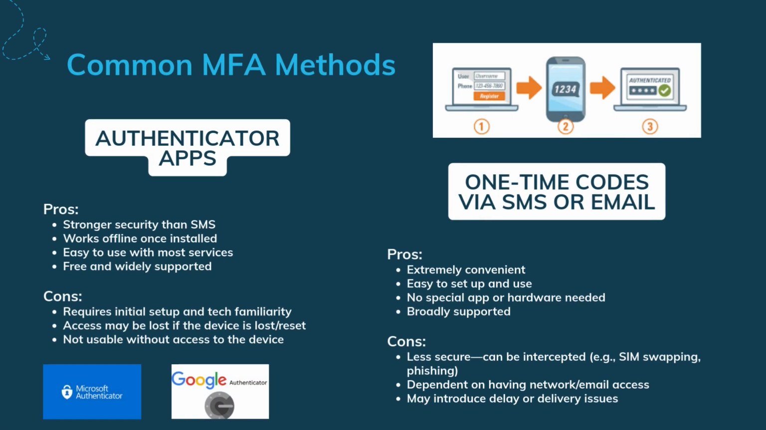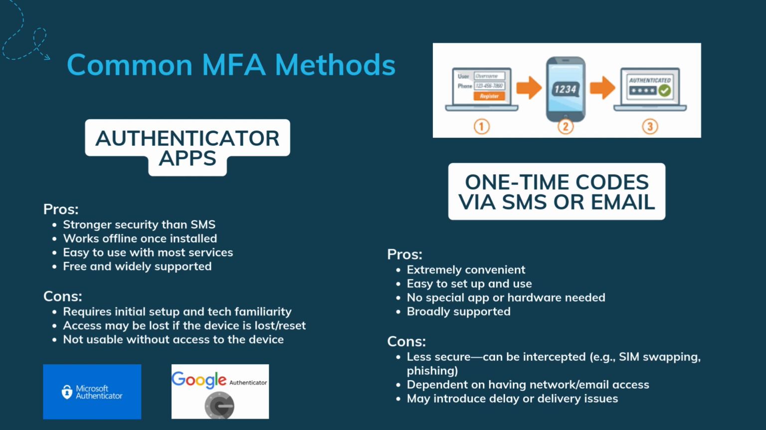2 common ways to get one-time codes for two-factor authentication are authenticator apps and codes via SMS or email. Authenticator apps like Google Authenticator or Microsoft Authenticator give you a stronger layer of security. They work even when you're offline, and once you've got it set up, they're pretty easy to use and work with most accounts. The best part is that they're free and widely supported. But there's a catch. You do need to go through a setup process, and if your phone gets lost or wiped, you could lose access unless you've backed it up or saved recovery codes.